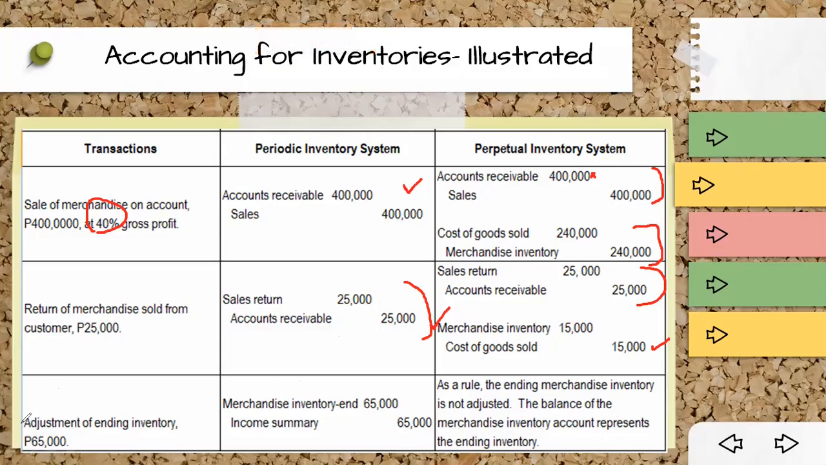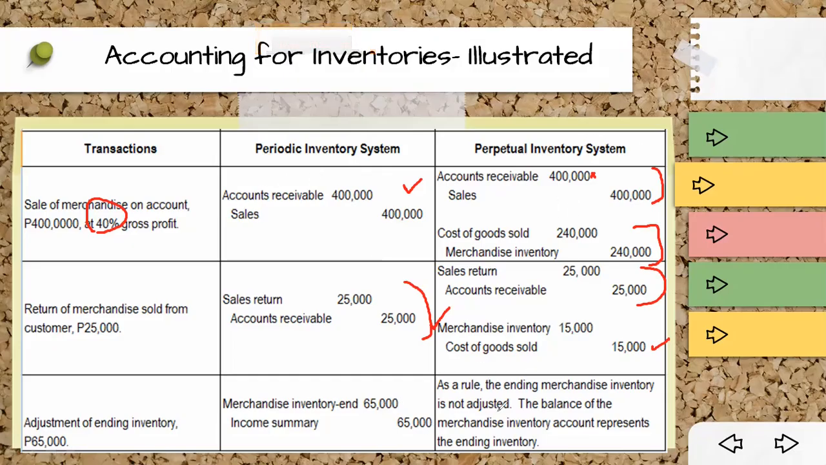Then the last transaction here, adjustment of the ending inventory. So for this one, this is a result of the physical count. So for the periodic inventory system, during that time, you have to recognize your merchandise inventory end, no? I-establish natin yung merchandise inventory end natin at 65,000. Credit tayo ng income summary at 65,000. So, that's for the periodic inventory system.